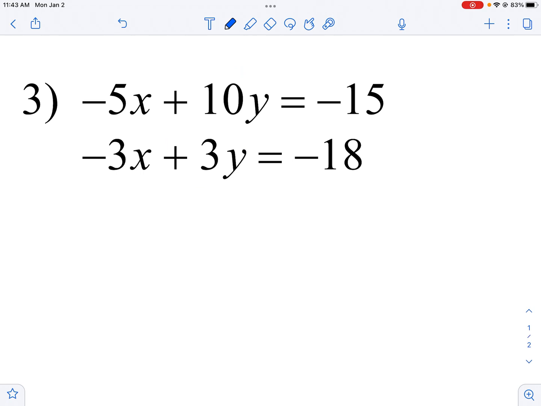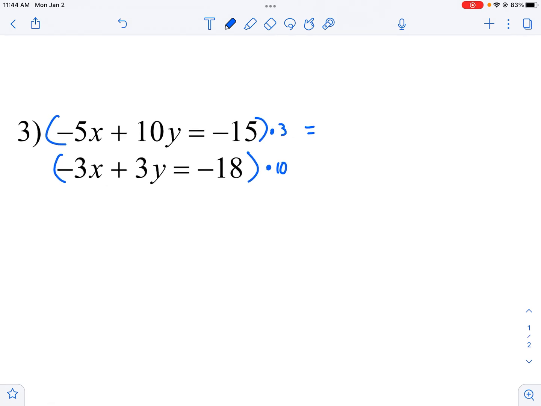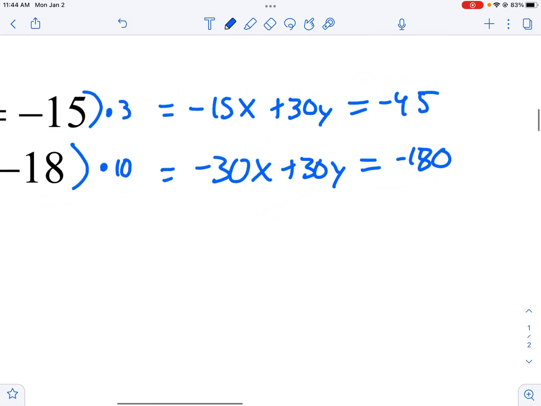So you just decide what you want to multiply by. I kind of like the times by 3 and times by 10 option, because times by 10 is easy. So I'm going to times this whole first one by 3, and the whole second one by 10. That's going to give me, let's see, -15x plus 30y equals -45. And then my bottom one, times all by 10, you just add some zeros. So -30x plus 30y equals -180. On these ones, you're going to get bigger numbers like these, but that's okay.